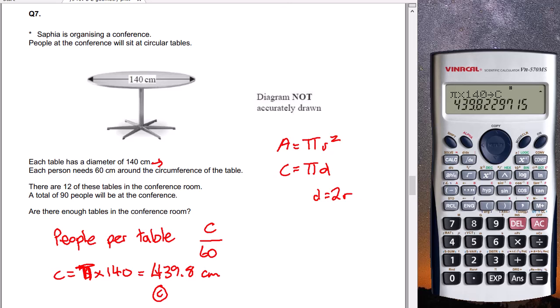So how many people per table? Is that answer. Divide by 60. That says 7 people can get round a table. 7.3, but that 0.3 of a person has nowhere to write. So there's only 7 people able to get round, and there's a bit of spare space. And this bit is way too small for someone to sit in. So we've got 7 people around the table.